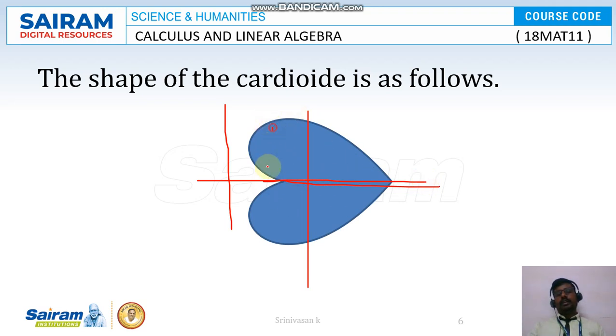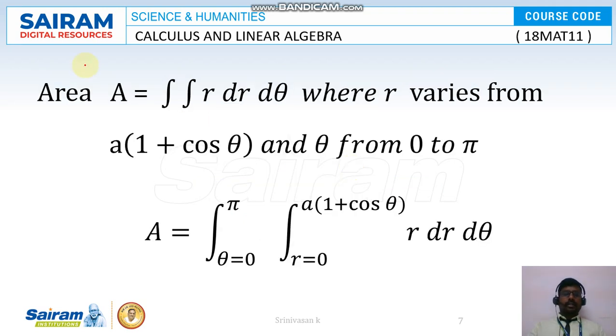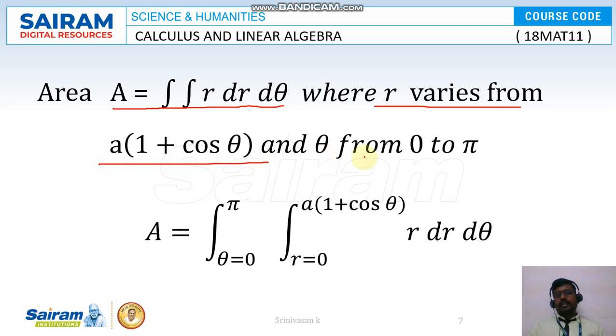We only have to find the area. As I said, the area of a polar curve is A equal to the double integral of r dr d theta, where r is the radius and theta is the angle. Here r varies from 0 to a into 1 plus cos theta, and theta varies from 0 to pi. So A equals the integral of theta from 0 to pi, and r from 0 to a into 1 plus cos theta, of r dr d theta.